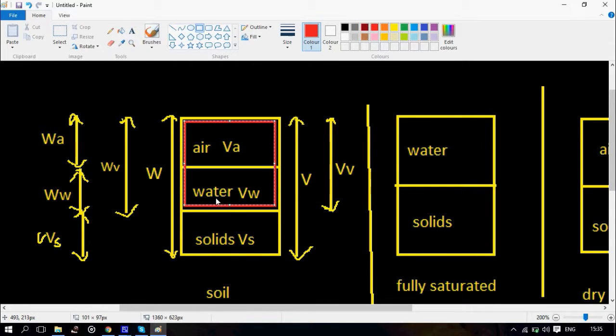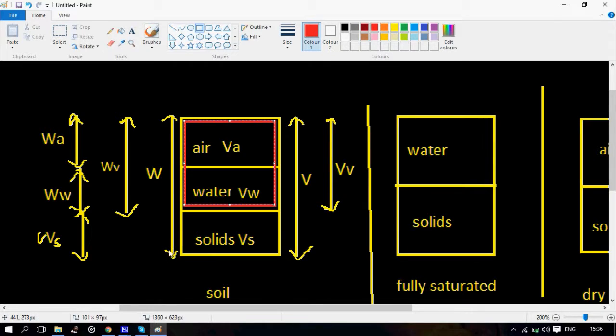This is the solids, this is the voids part, and this is the volumetric representation, this is the weight representation. In a conventional representation, the volume parts are on the left side and the weight parts are generally shown on the right side, but whatever way you show it will not change the way you derive. So I'm considering volumes on the left side, weights on the right. This is the volume of air, volume of water, volume of soils, total volume of the soil, and this is the volume of the voids part.